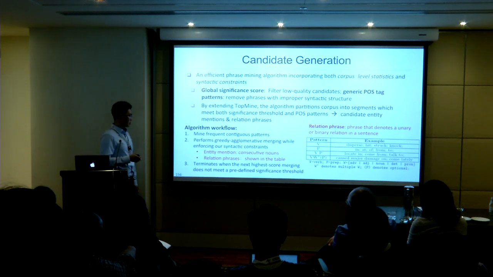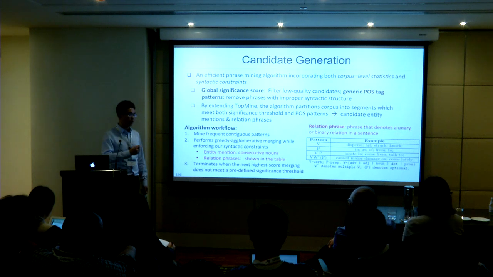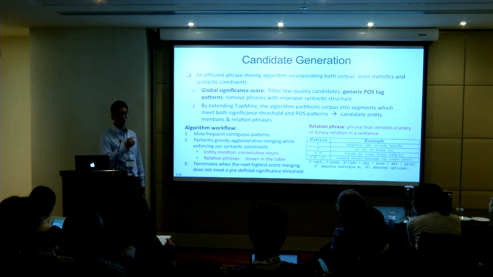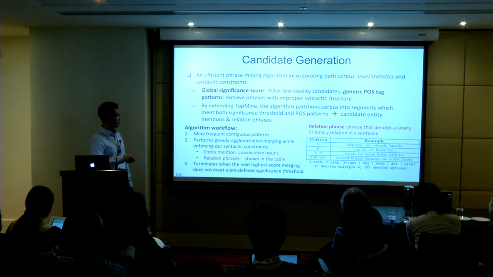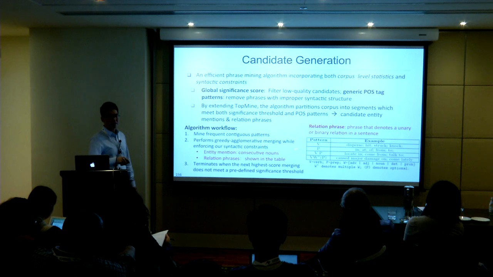On the entity side, we want it to be consecutive nouns, and you can easily extend these rule sets by saying you can have some determiners in the first place, then some number of consecutive adjectives, and then end it with some nouns. So this can also be easily incorporated in this framework. For relation phrases, we have the rules shown in this table. Each step does this greedy agglomerative merging by looking at both the significance score and the syntactic patterns.